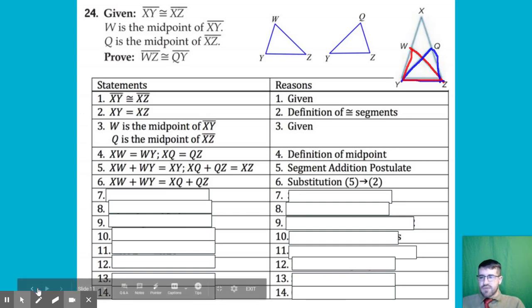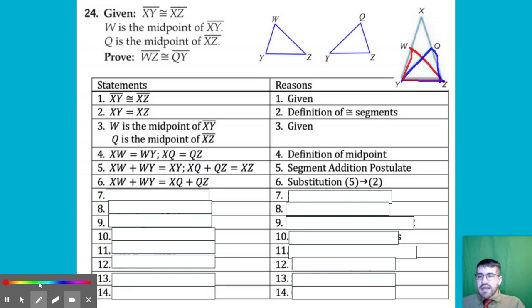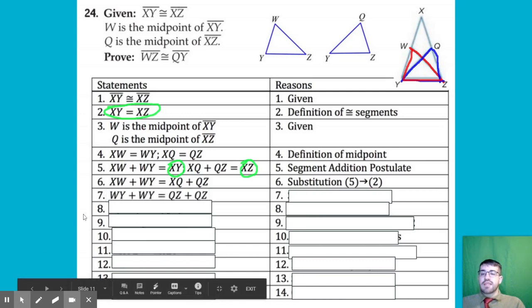So you see we have the XY. I'll draw it in green. So we have our XY here, our XZ here. Since XY equals XZ up here, it means we can set these two equations equal to one another. So XY plus WY equals XQ plus QZ. And the reason for that being substitution. Now we have an equation. And now we're going to do a little bit of manipulation.